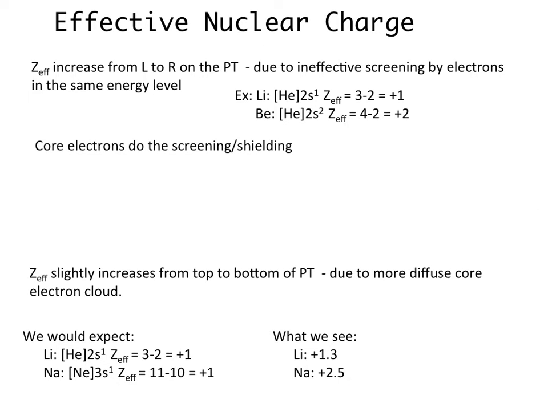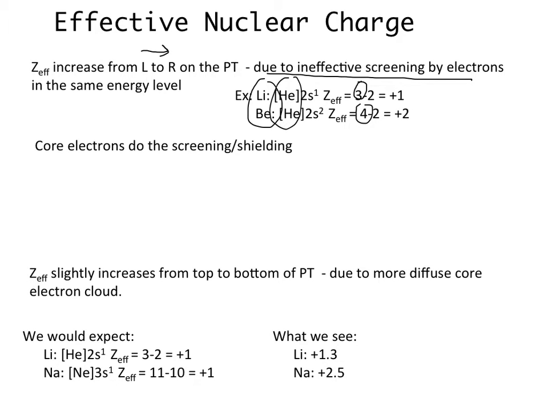So effective nuclear charge trends: going from left to right on the periodic table, you're going to see an increase in your Z effective. It's going to be getting larger. And this is due to the ineffective screening by electrons in the same energy level. So if we look at something like lithium and beryllium, going from left to right in this situation, what I want you to notice is that the number of protons for lithium and beryllium are different. So when we plug in our Z values, our number of protons, those should be different values. Now, based on the calculations that we've seen, our S value is determined by your core electrons.